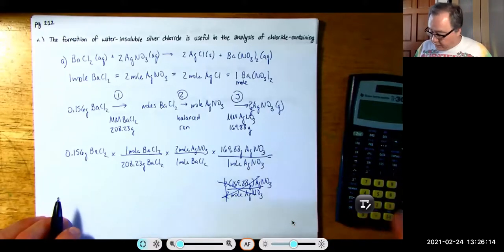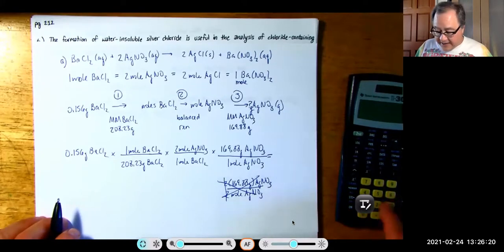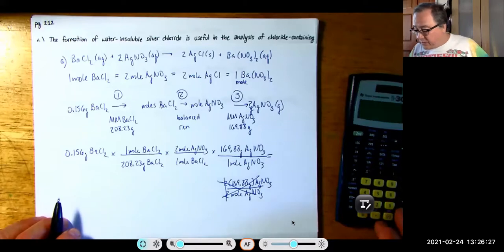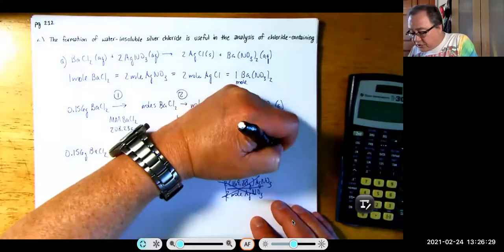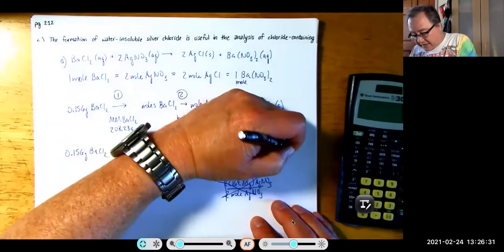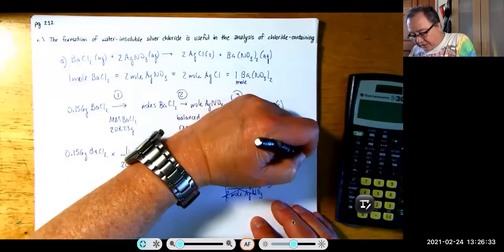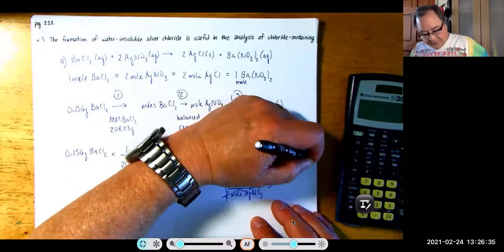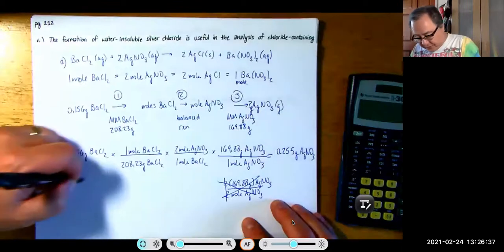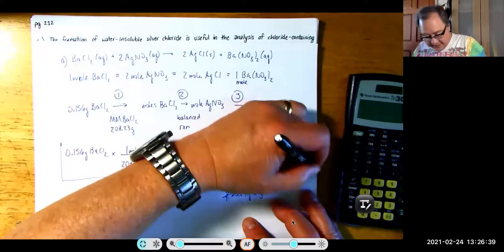Okay, so 0.156 times 2 times 169.88 divided by 208.23, and we get 0.255 grams of silver nitrate. And for a problem like this, this is what I would expect to see as the answer.